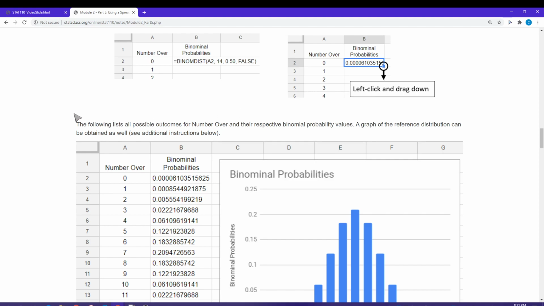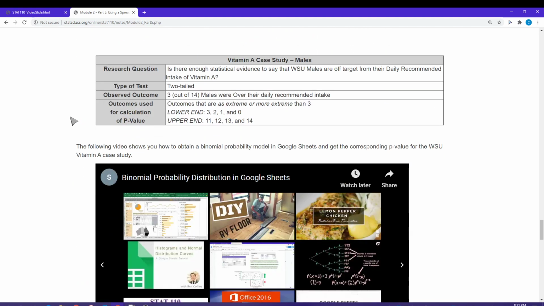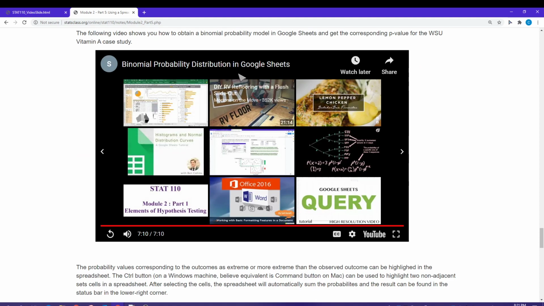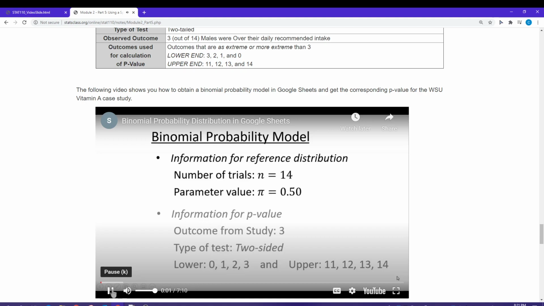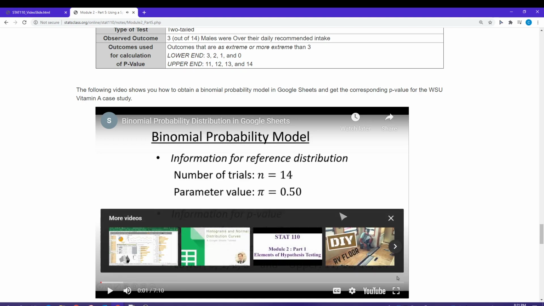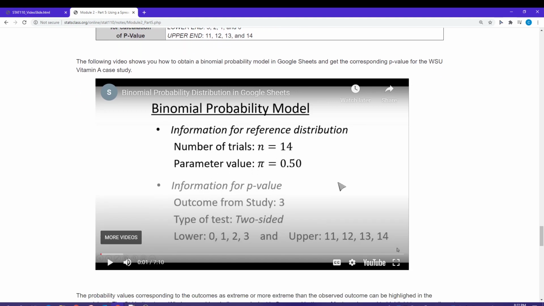I went ahead and made a video for you to show you how to do all of those steps. So down here, obviously the video was shown here. I created a video showing you how to get the binomial probability model in Google Sheets for this example. It'll take a little bit to watch, but I encourage you to watch this before trying to do this on your own.